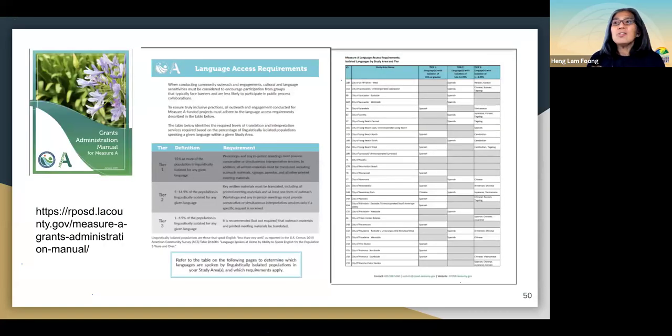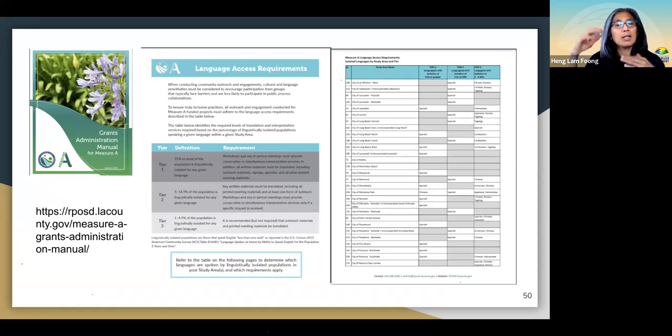Thank you. So this is the grant administration manual. I know the images are small, but you can actually look this up. There's a link on this page. The grants administration manual for Measure A has an appendix called Appendix C that shows you three tiers of language access requirements.